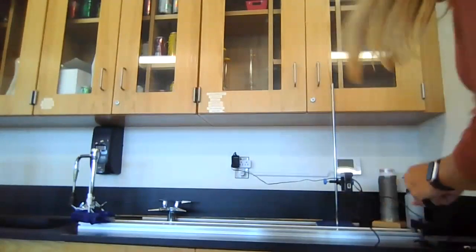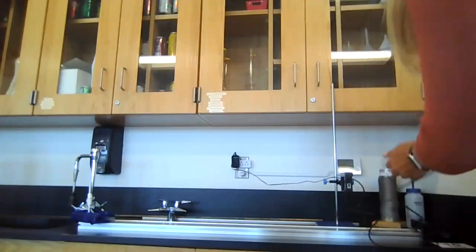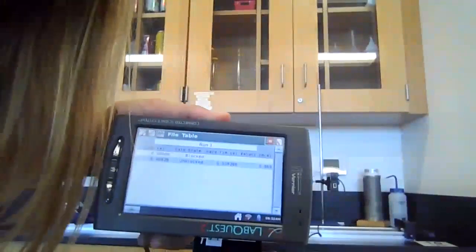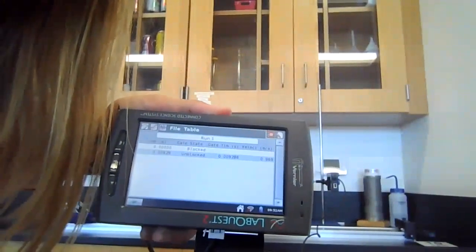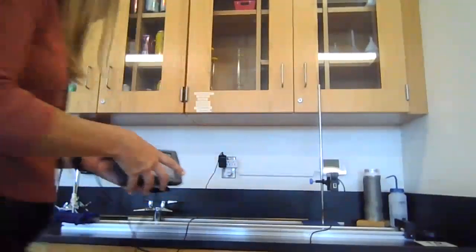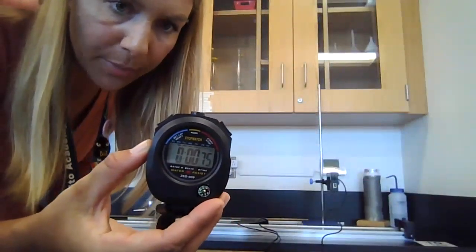Okay. So we'll get our initial velocity reading from the LabQuest. Our LabQuest is reading right here, 0.969 meters per second for the initial velocity. The car traveled a total of 0.9 meters again, and then my stopwatch reads 0.75 seconds for the total time of travel.